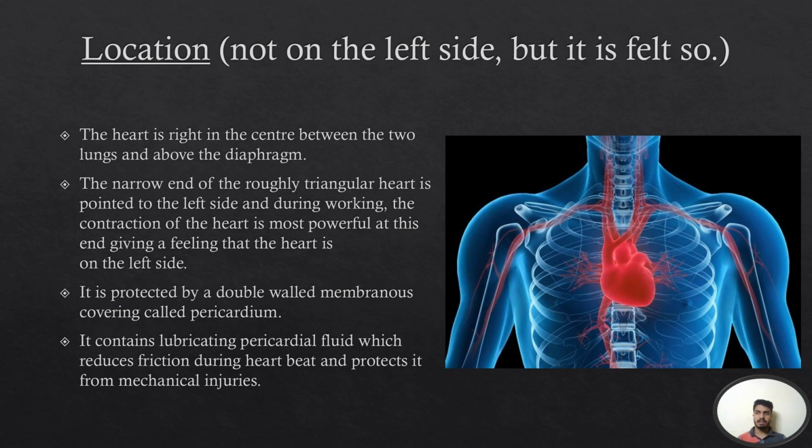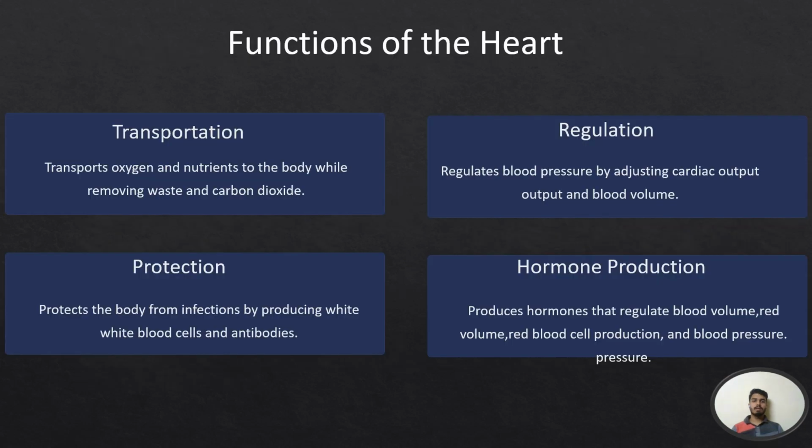Our heart has a protective layer called the pericardium. This pericardium is a double-walled membrane. It consists of a lubricating pericardial fluid which reduces friction when the heart functions, that is, when the heart beats, and protects it from muscular injuries. Now we shall learn about the various functions of our heart.